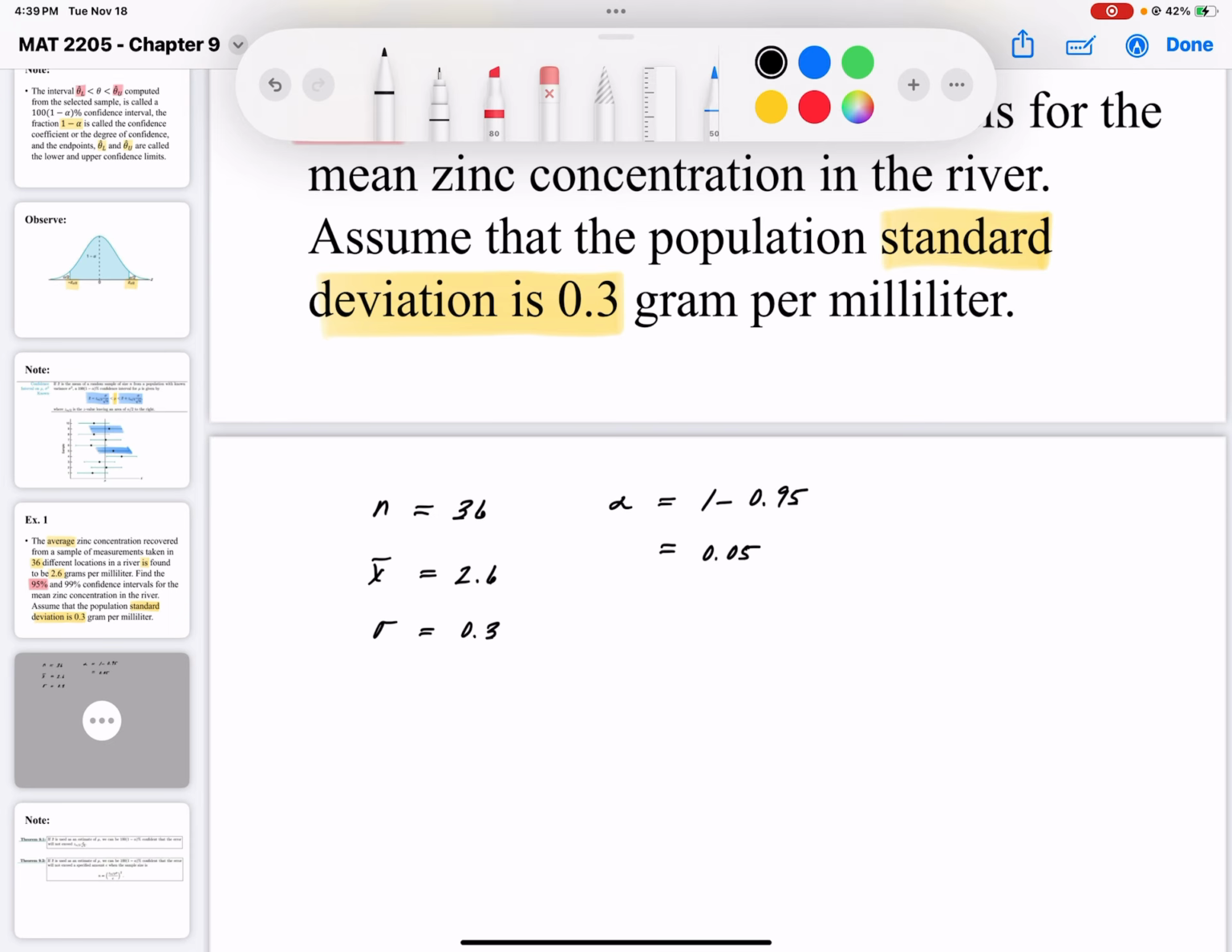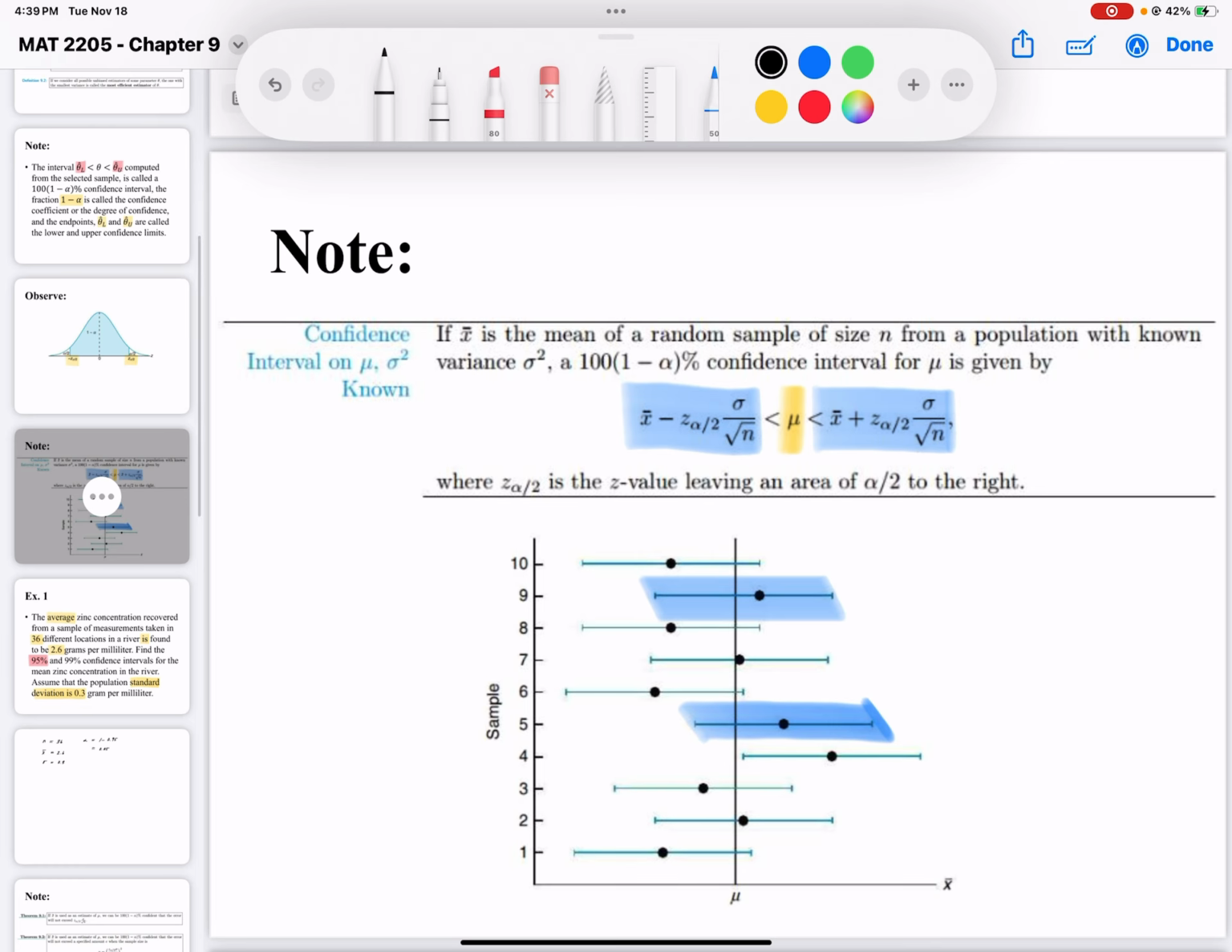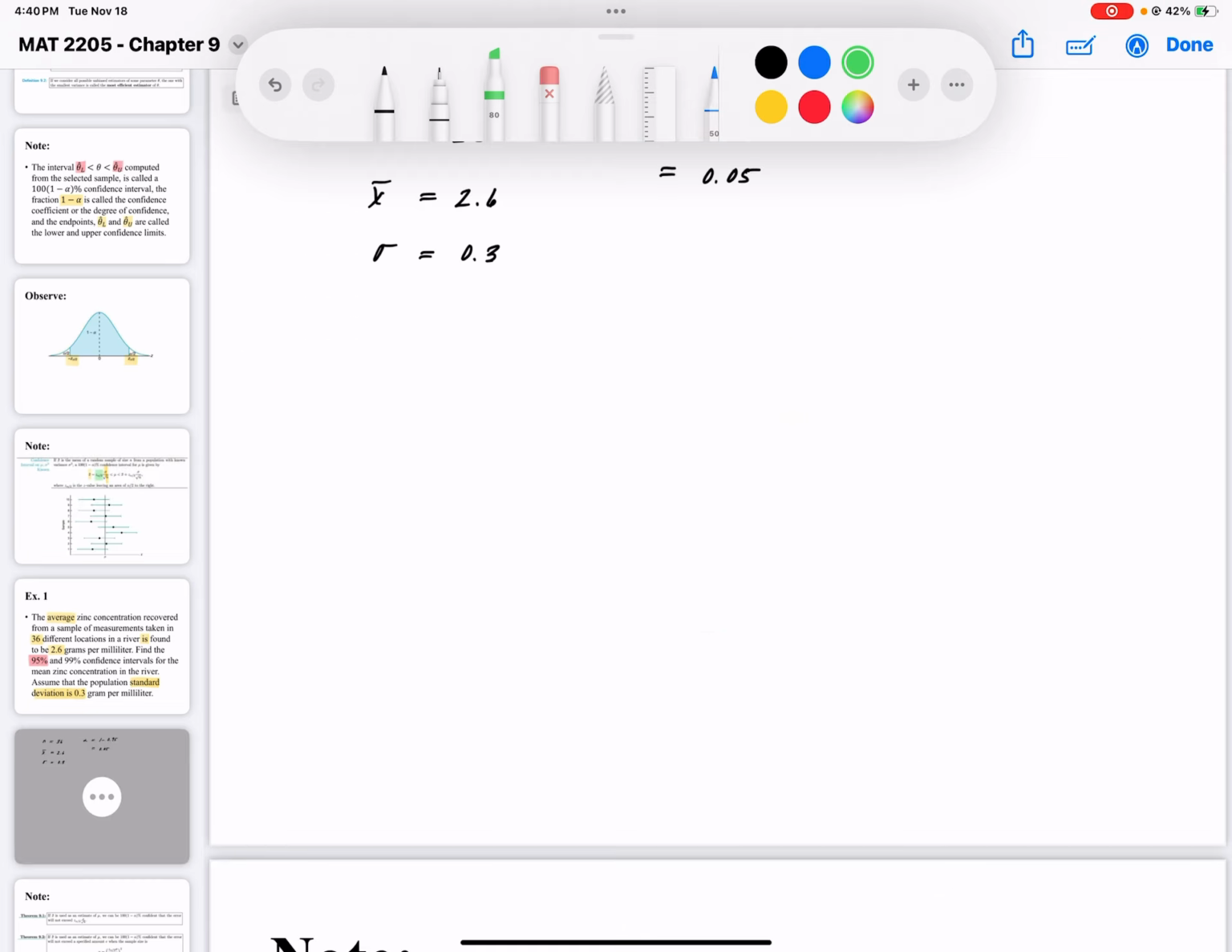Okay, so now, pay attention. We have a formula, and we're going to use that formula exactly. In this formula, you see we need an x bar. We found that. We need a sample size. We have that. We have a population standard deviation. We have that. So the only thing that we need to find before plugging into this is z sub alpha divided by 2, okay?